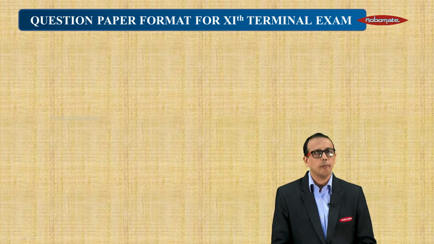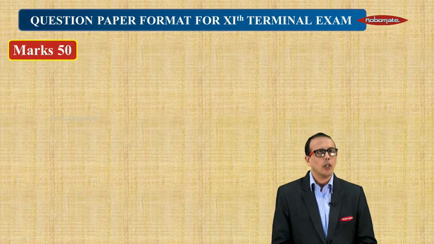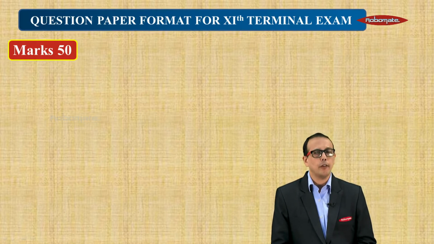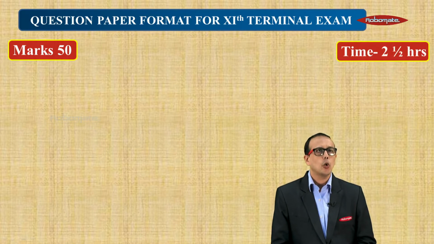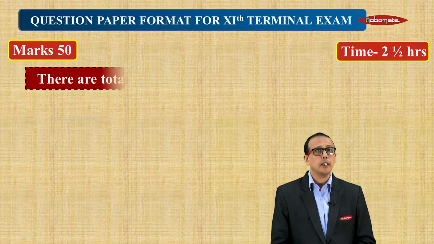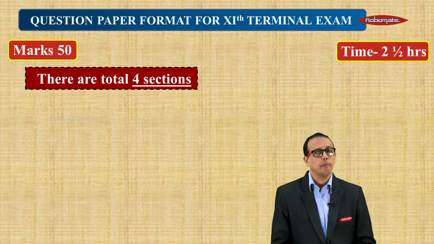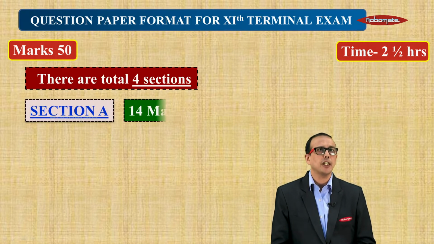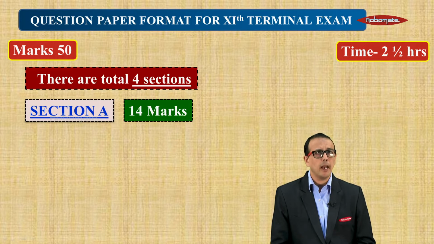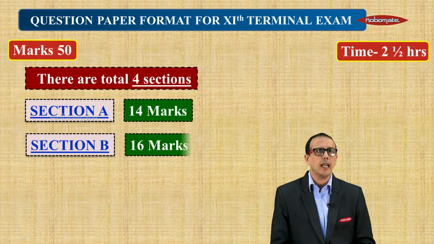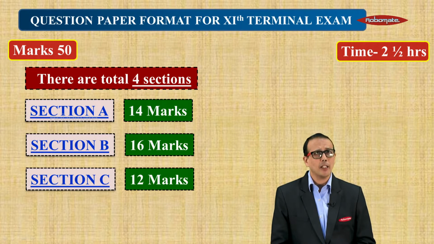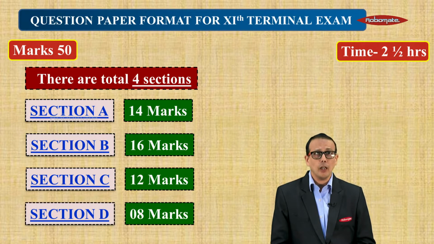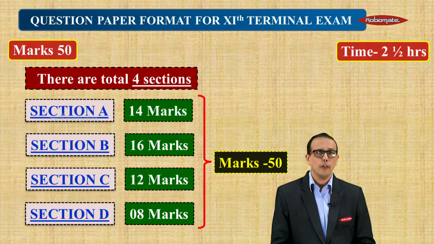Students, first of all, what is the total marks? Each subject will be of 50 marks and the duration is 2.5 hours, that is 150 minutes. Each paper is made up of 4 sections. They are as follows. First is section A, with a weightage of 14 marks. The second is section B, with a weightage of 16 marks. The next is section C, with a weightage of 12 marks, and the fourth is section D, with a weightage of 8 marks. So the total weightage of all the sections comes out to be 50 marks.